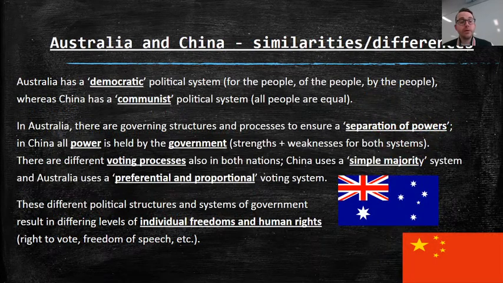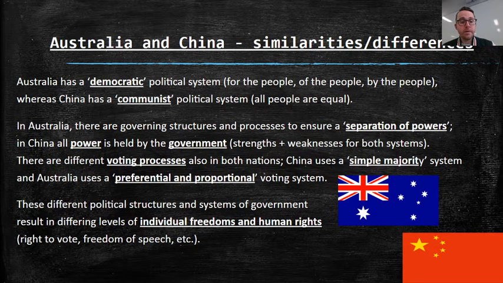So Australia has a democratic political system. We've talked about that before. It's a system of government for the people, so the people's interests are being represented by the politicians. It's a system of government of the people, so the people who are voted in are normal people. They're not kings or princes or princesses, etc. And it's a system of government by the people, so people being voted in are being voted in by the people.